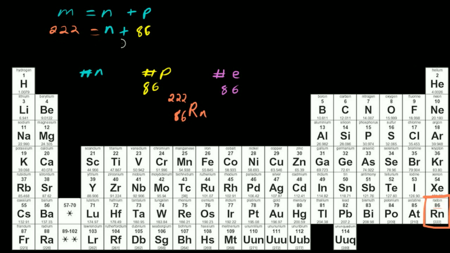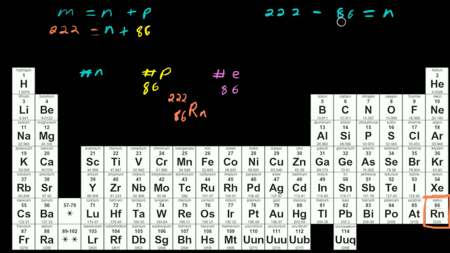So now what is 222 minus 86? Well, if we say that's 222 minus 80, that would be 142, minus 6, which should be 136, I think. So the number of neutrons, and all I was doing was subtracting: 222 minus 86 is going to be equal to the number of neutrons.